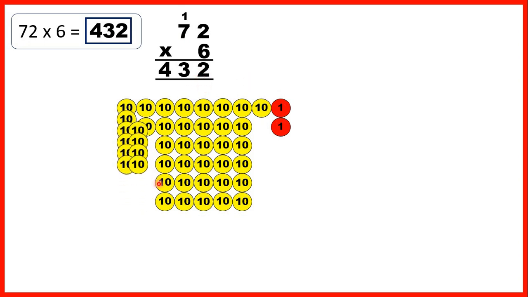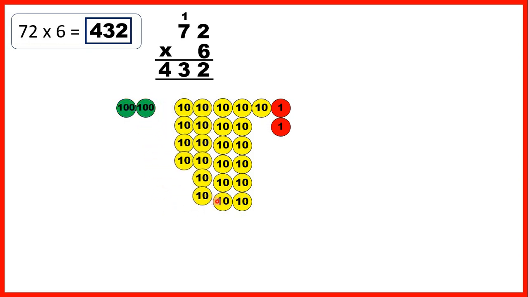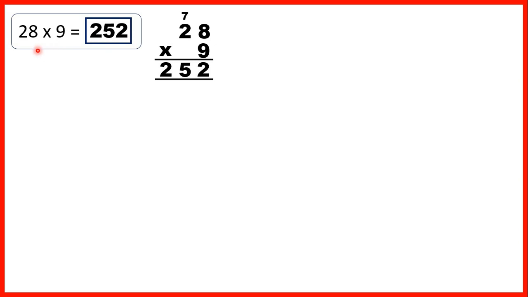But now we can regroup our tens as well. We can regroup 10 tens to make 100, and we can do that 4 times. So now that we've regrouped, we've ended up with 4 hundreds, 3 tens and 2 ones. So that's why our answer is 432. Our next question was 28 times 9.